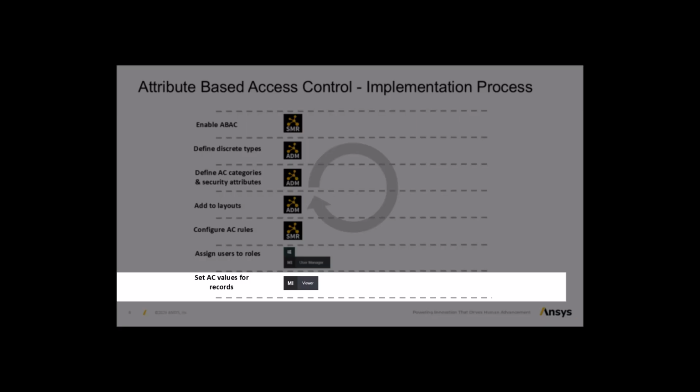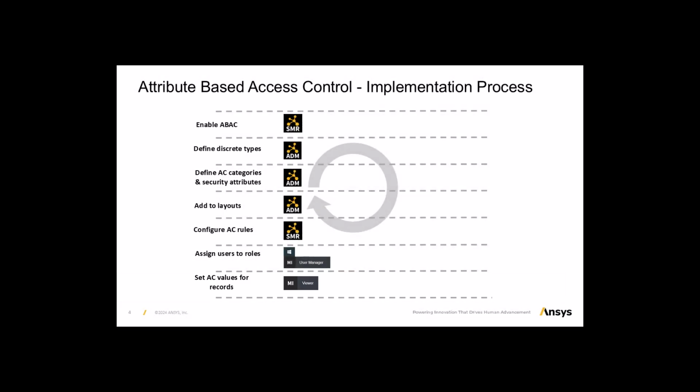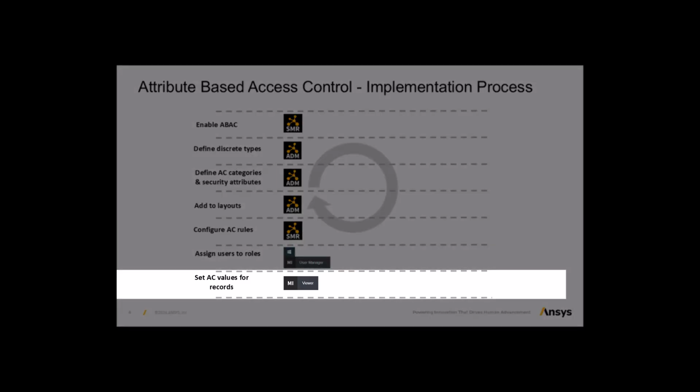This may be done in User Manager, or via Windows Local Group Membership, depending on your Granta MI system security mode. In this example, users will be assigned to roles via membership of local Windows groups. In MI Viewer or MI Explorer, you set the required access control attribute values in the relevant records.